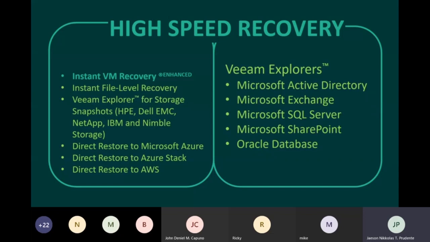So in the production Active Directory, a certain user gets deleted. For the legacy approach, what is done is to restore the whole VM just to recover the certain person or user. But with the Veeam Explorer for Microsoft Active Directory, we can restore just that certain user.